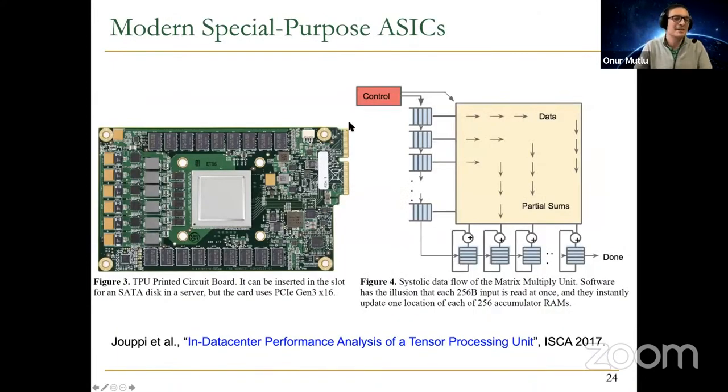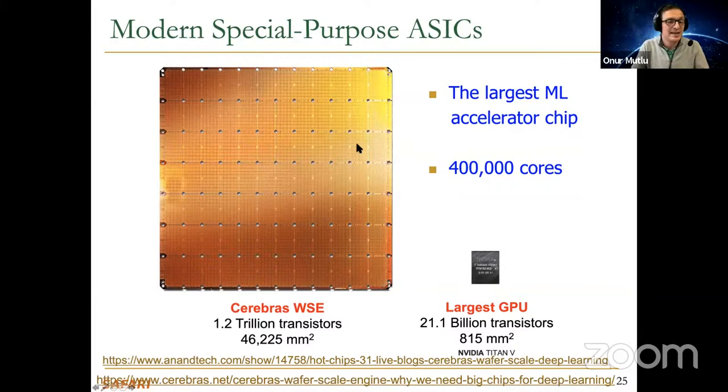So these are some examples of modern special purpose application specific integrated circuits. We discussed the Google Tensor Processing Unit, for example. It's an ASIC essentially, because it cannot execute things other than matrix multiplications, right? And then we discussed this huge wafer scale engine, the Cerebras wafer scale engine. Again, that's also designed to do machine learning training and inference, as you can see over here. And you can see the number over here, 1.2 trillion transistors. So soon we're going to demystify what those transistors are, right?